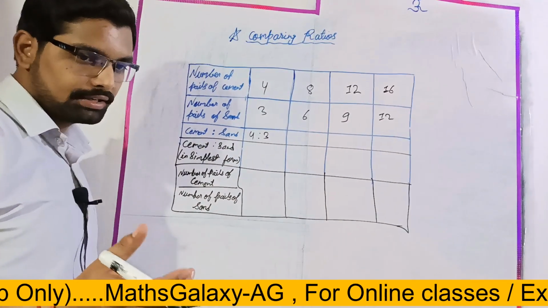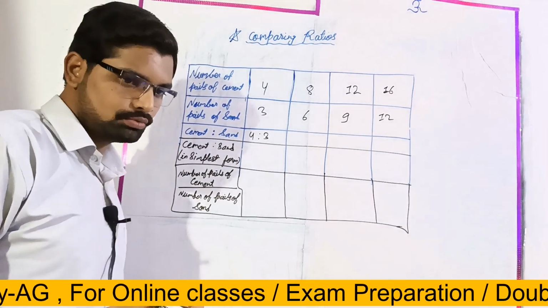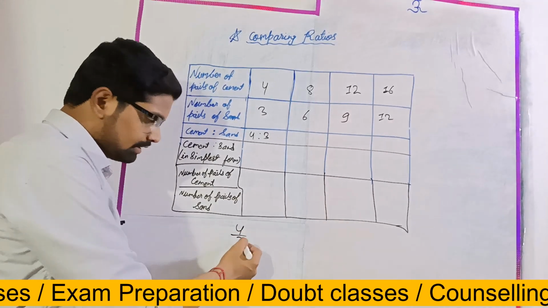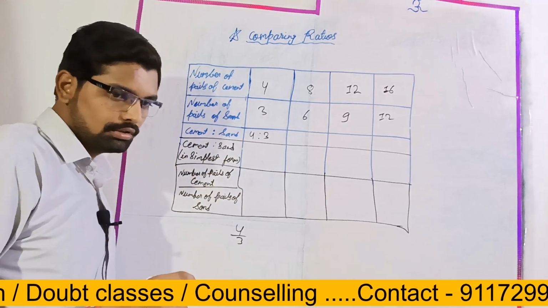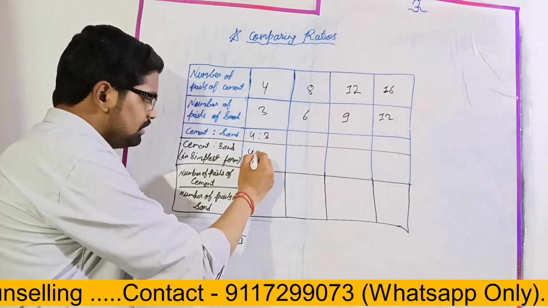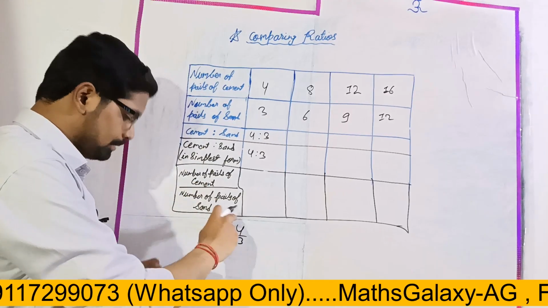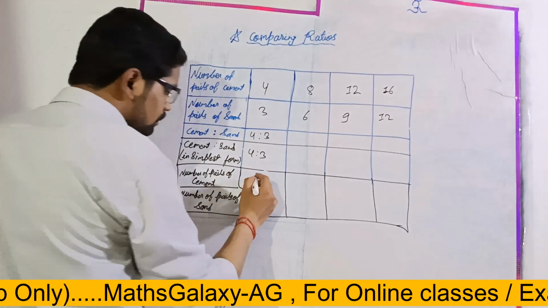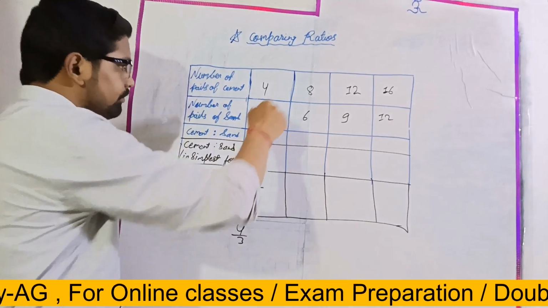Is there any common factor in 4 and 3? Oh wait, it's 4 by 3. I thought you were asking about 8 into 6. No, 4:3. No common factor. So it is already in simplest form, so it will be 4:3. Is it clear? Now the number of pails of cement by the number of pails of sand: the number of pails of cement is 4 and the number of pails of sand is 3. Now let's check the second one.